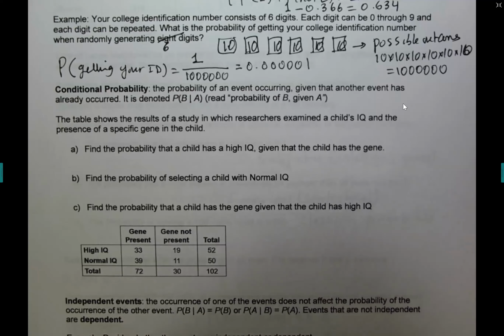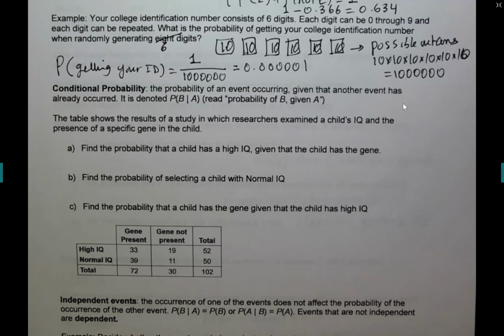Okay. So we're beginning, I think, section 3.2. We're going to learn what we call conditional probability. And I'm going to explain this concept through an example. I'd like you to look at this table, first of all.